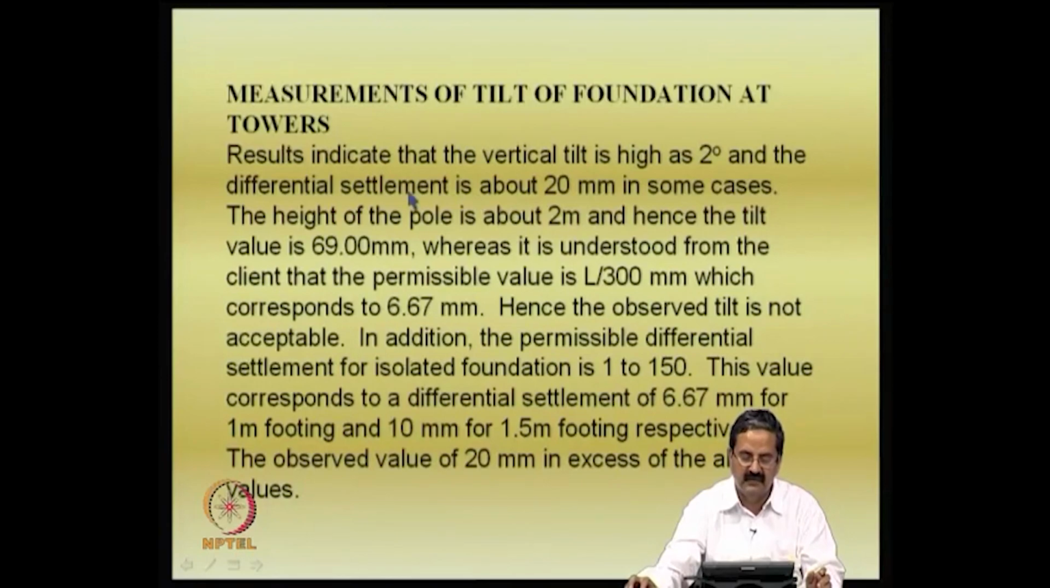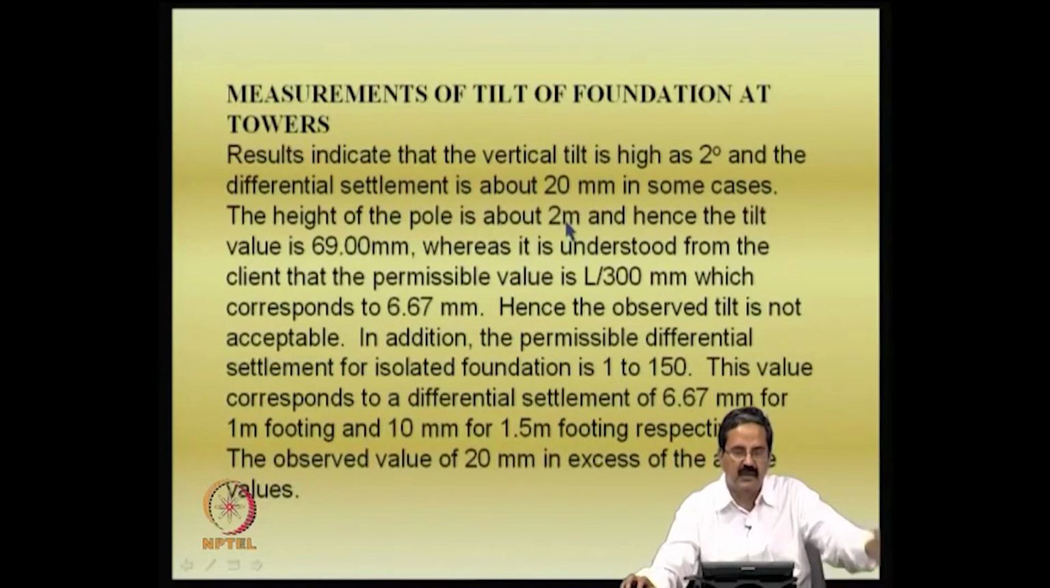the differential settlement is about 20 mm in some cases. Say for example, as I just mentioned, it is resting on about 1.2 meters foundation and it got tilted, it is about 20 mm, though the number is small, but then this foundation size is also very small. The height of the pole is about 2 meters, electrical poles of 2 to 3 meters average height, and there is a tilt of about 69 mm, you can see it is quite big.